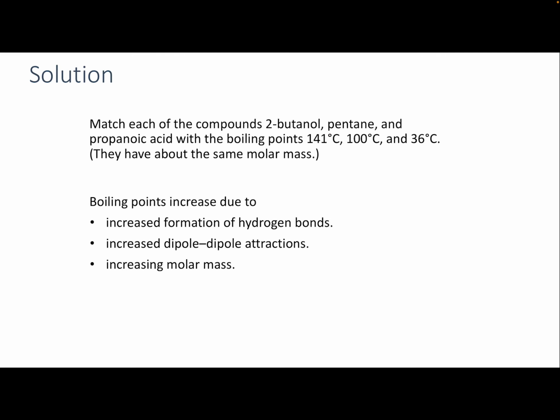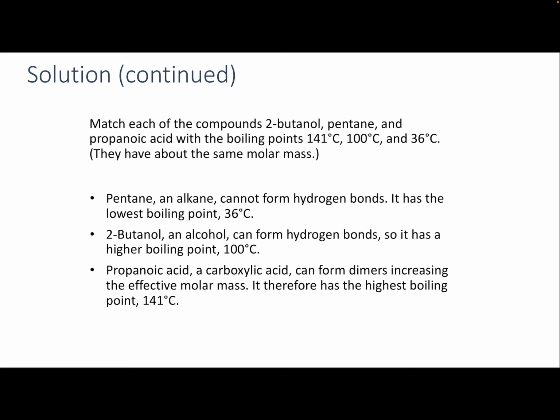Hopefully you would have said that pentane, being the alkane, has the 36 degree boiling point. The alcohol would be 100, and then the largest boiling point there had to belong to the carboxylic acid.